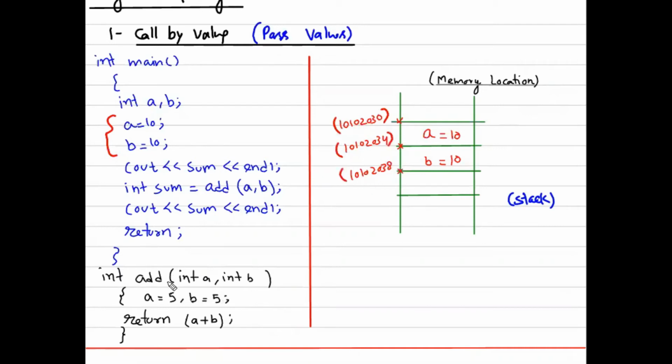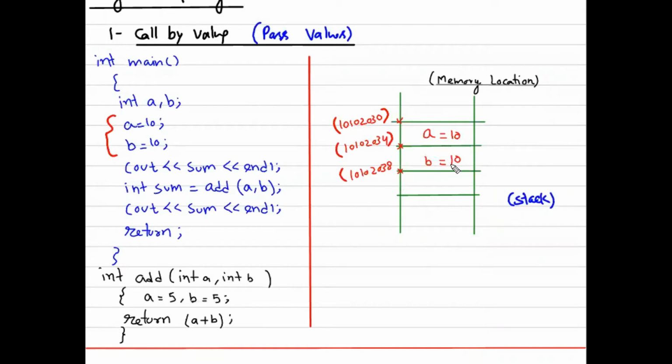For these there would be a separate stack, or even if it is using the same stack, these values would also be stored like this somewhere else. That's why this updation would not happen at the same place. So this is about call by value.